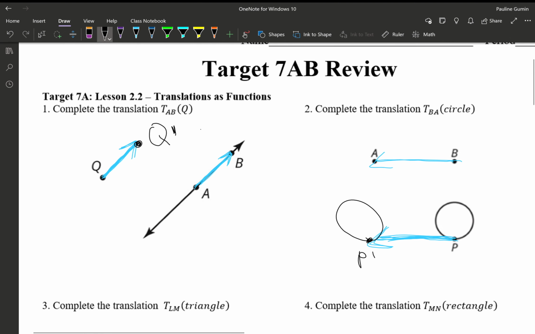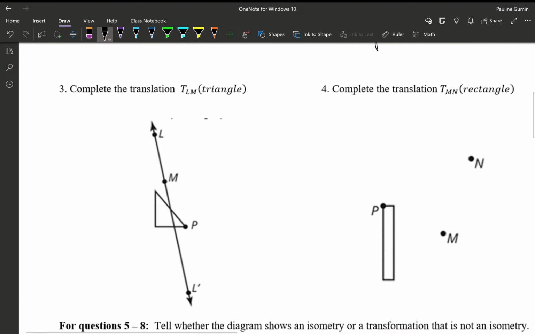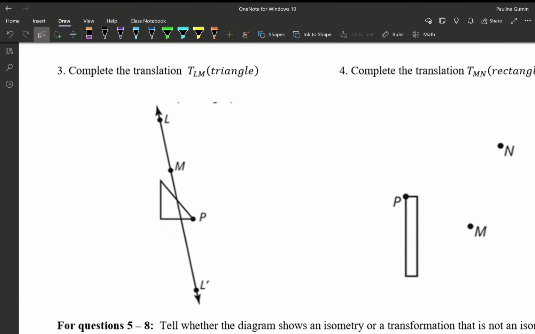All right, number 3, complete the translation T_LM, triangle. So let's move the triangle, the distance of LM, in the direction of LM. All right, LM, whoops, that's not the blue color, okay. LM is this distance right here, and from L to M goes downwards in this diagonal way.